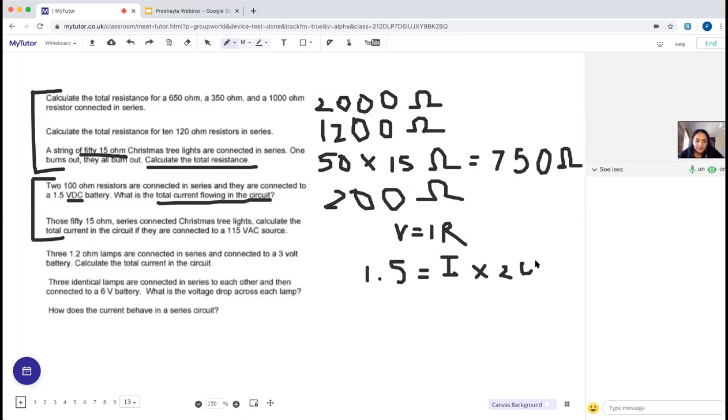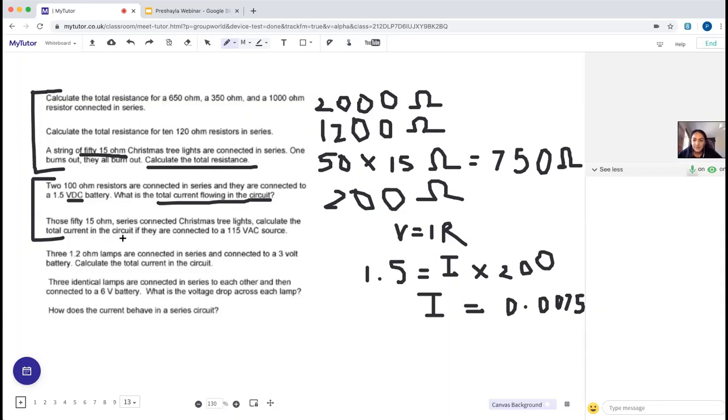Divide both sides by 200, and you should be getting 7.5 times 10 to the minus 3, or 0.0075. It's absolutely okay for you to leave your answer in standard form if that's what the calculator gives you, but if the question does ask for a certain number of significant figures, then you obviously do need to do that.